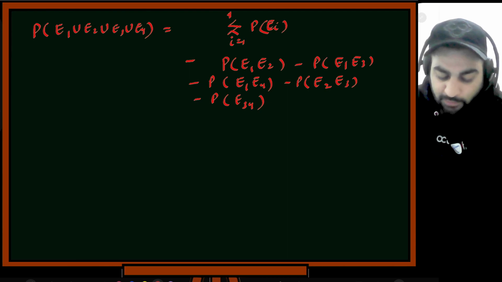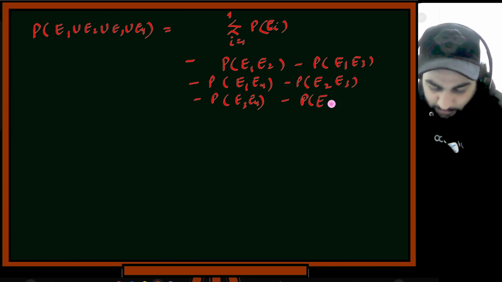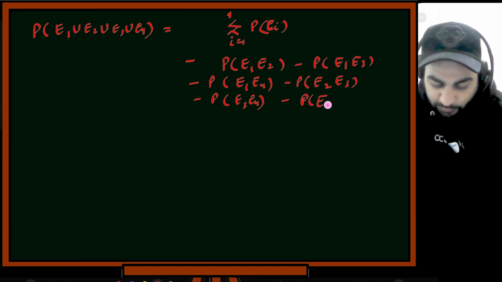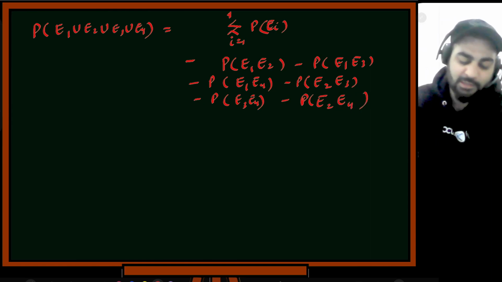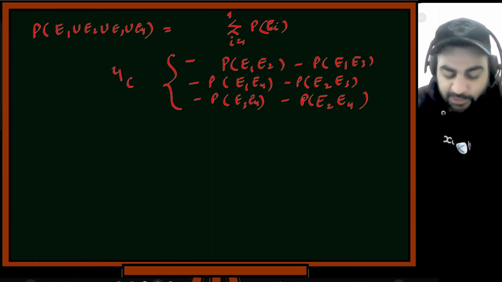Just see if I'm overcounting. 6 should be there. So E2, E4 is also there. Okay, so these are the probabilities. Now I can easily count these things. So this is 4C2 number of terms.